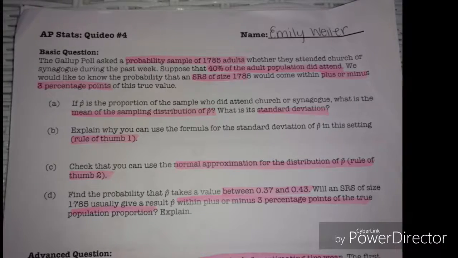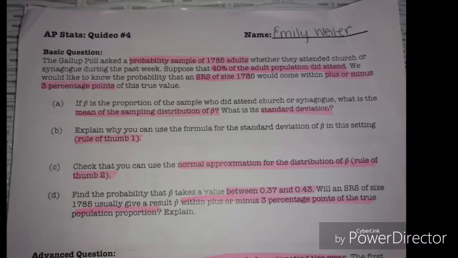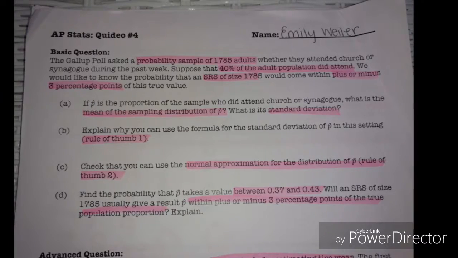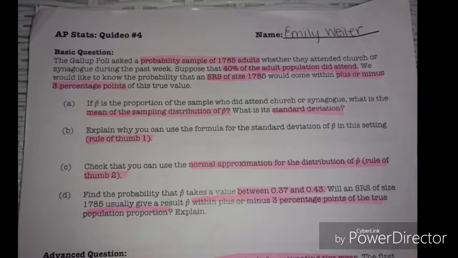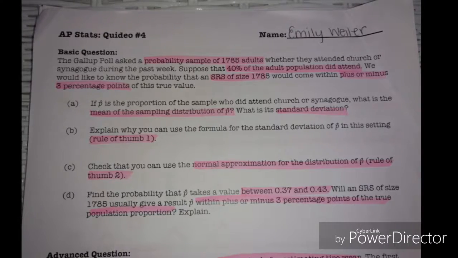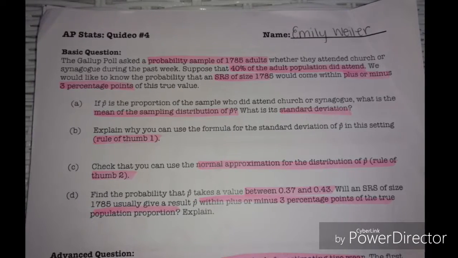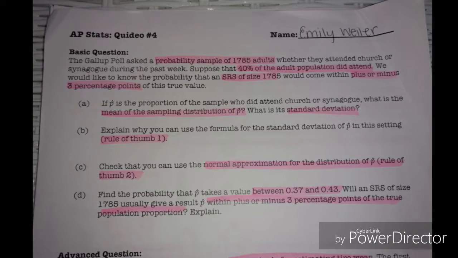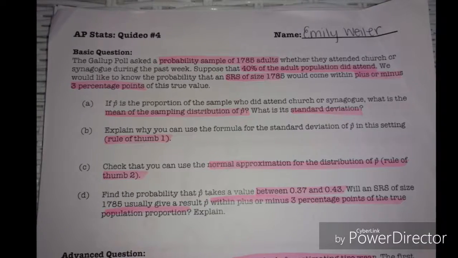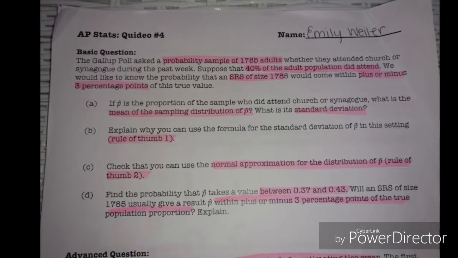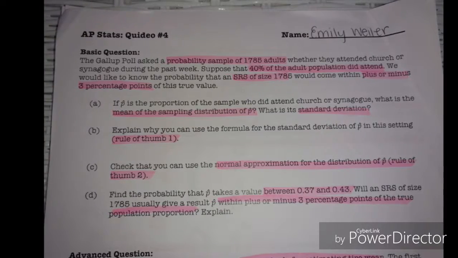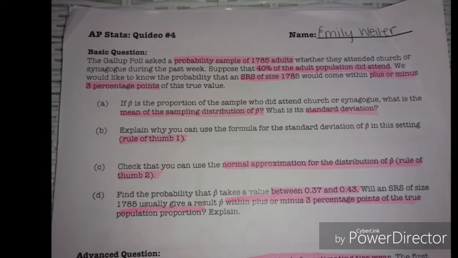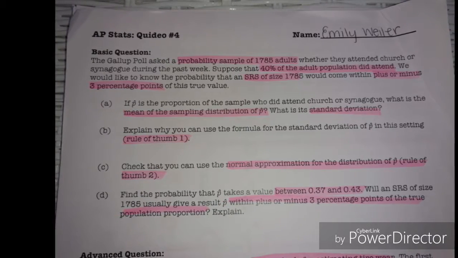So our basic question gives us a probability sample of 1,785 adults, and the poll is whether they attended church or synagogue during the past week. We suppose that 40% of the adult population did attend, and we want to know the probability that this sample would come out within plus or minus 3 percentage points of this true value. So part A asks us for the mean of the sampling distribution of p hat and what our standard deviation would be.